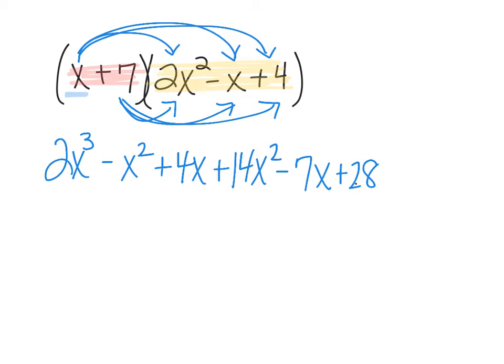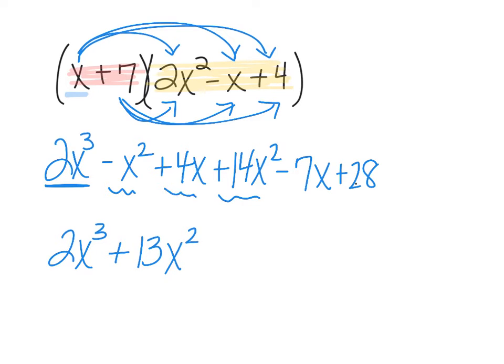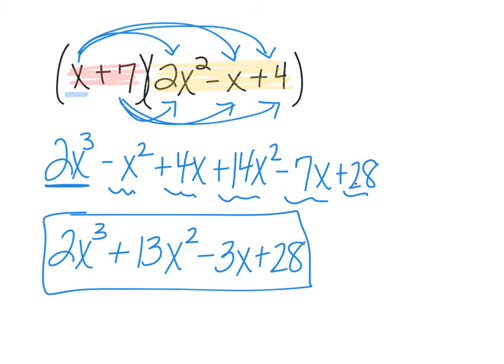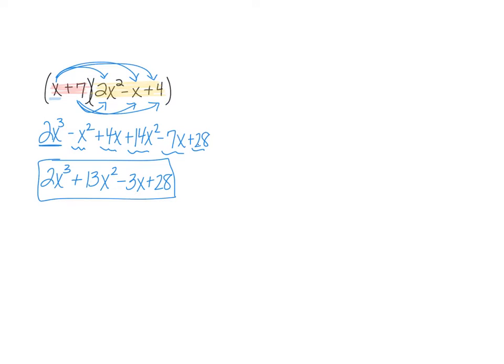Okay. Next thing I need to do is just combine any like terms I have. I don't see any other cubes, so I start with my 2x cubed. Okay, use that. I'm going to do my squares. So I see those. It looks like I end up with 13x squared. Okay, my x's, 4x and negative 7x gives me negative 3x, and then plus 28. So here would be my final answer, and I did that using the distributive property.